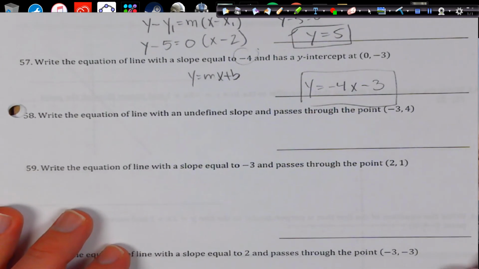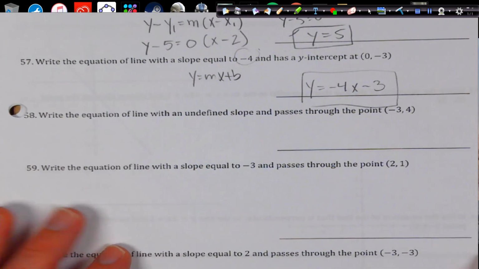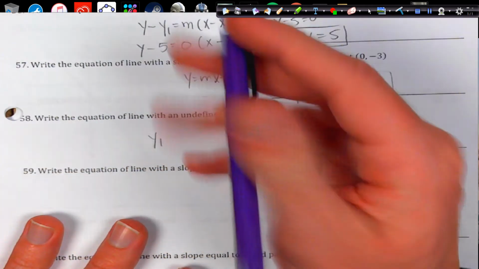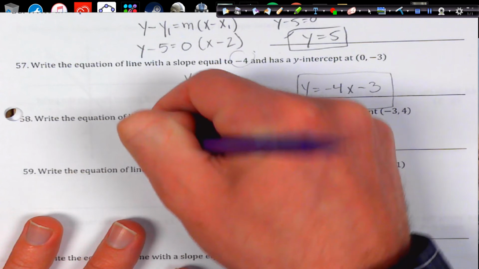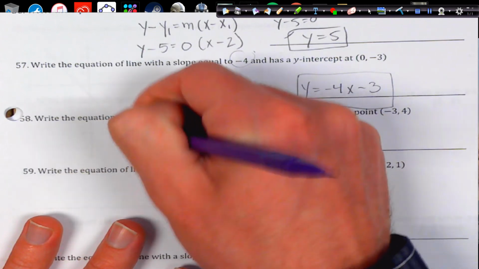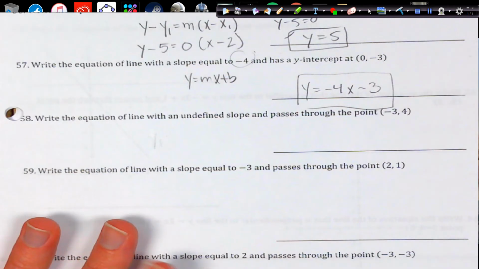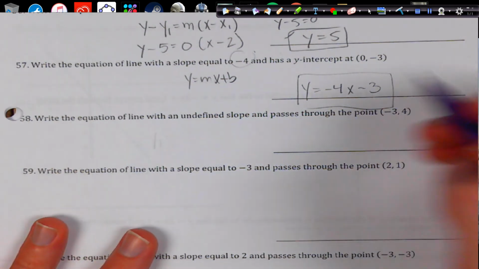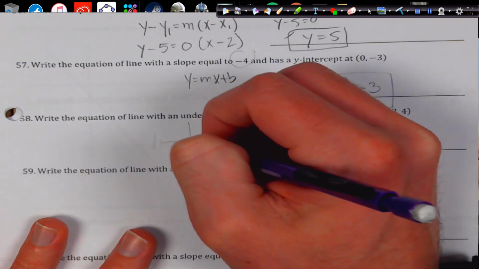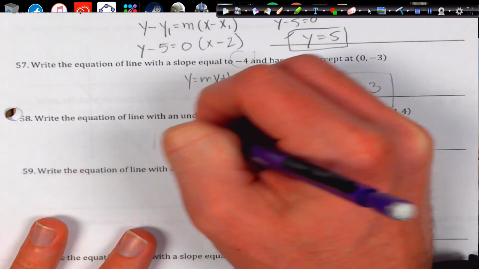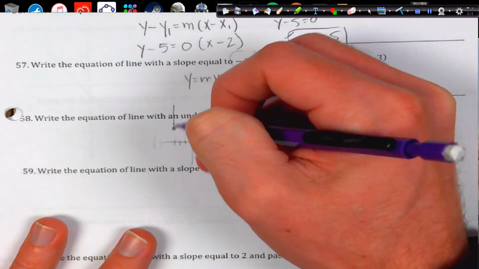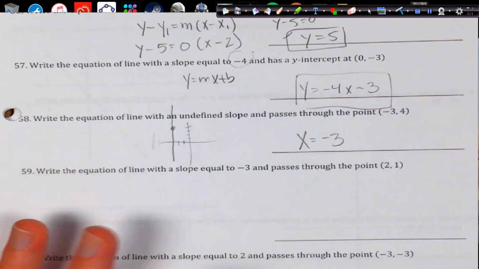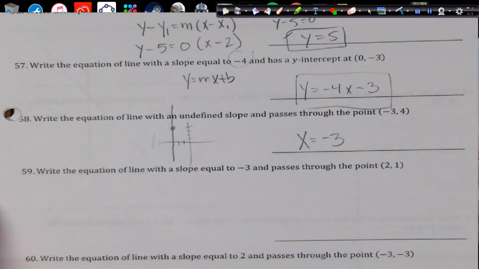Write the equation of a line with an undefined slope that passes through negative 3, 4. Now, undefined slope means there is no slope. It's going to be an x value. So instead of plugging this one in, the easier thing to do is just kind of graph it real quick, and go 1, 2, 3, 1, 2, 3, 4. Here's the point, and so the line's going to be going up and down. So it hits the x-axis and it hits it at negative 3. So that's where the line's going to be. That'd be the fastest way to do that one.